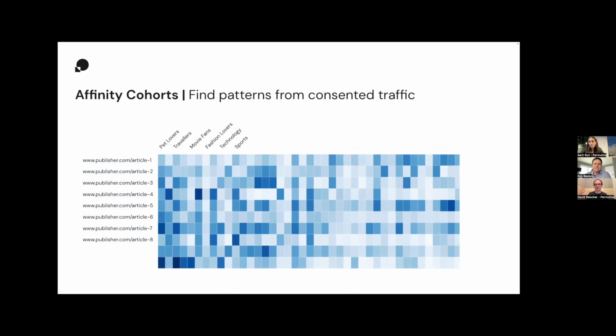And we actually do this processing really frequently. We update all of those scores every 2 hours or so, which means that even if a publisher has a very fast moving content cycle, they're still delivering the most relevant ads to their audiences without compromising on scale. So it's all about finding the patterns within this matrix of audience data versus URLs.